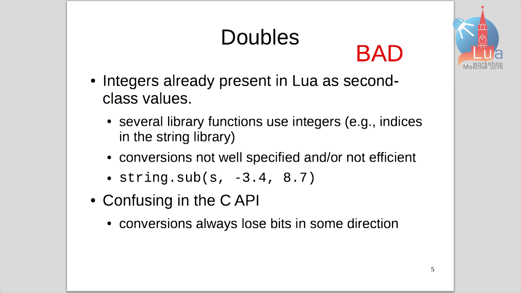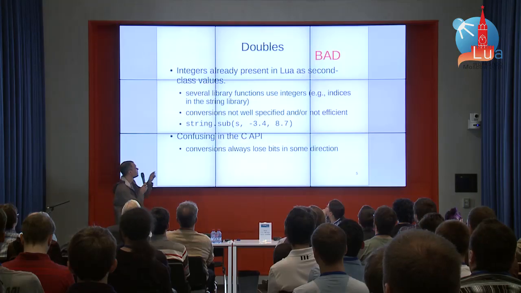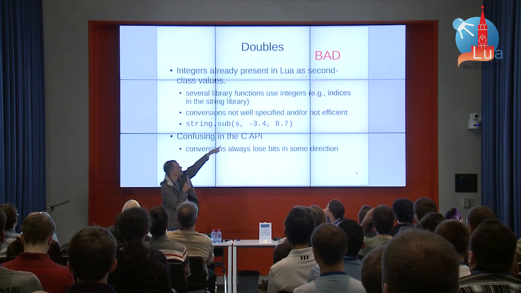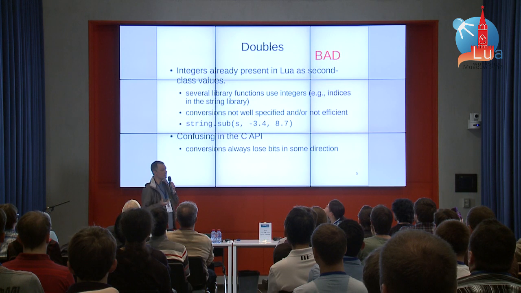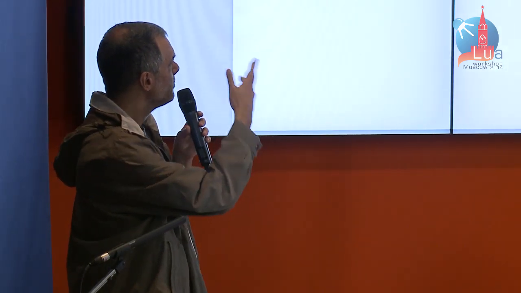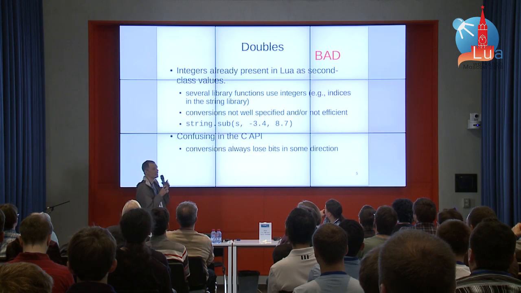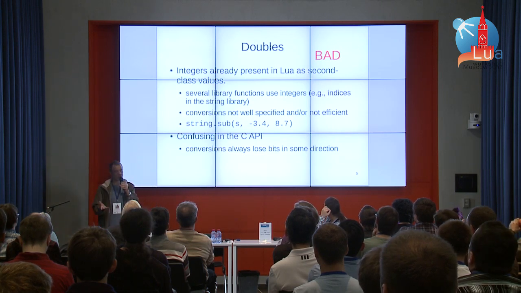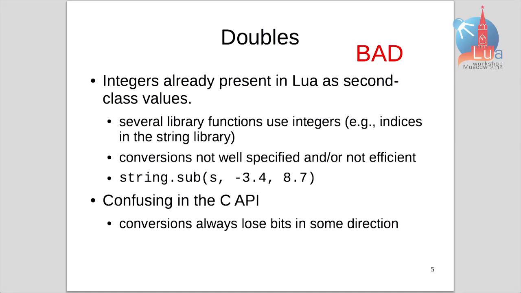For instance, the string library needs integers to index strings. So there is this question: what happens if you do a substring with float indices? That's not a big problem, but it's a kind of noise in the language. From time to time, people ask why it behaves that way. For instance, if there is an overflow here, it's not defined in the language what happens. It might wrap around, or it might give an error, or whatever can happen here.